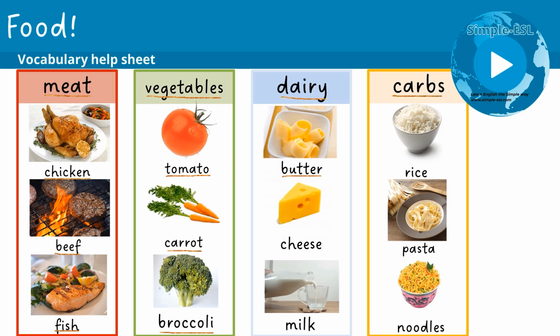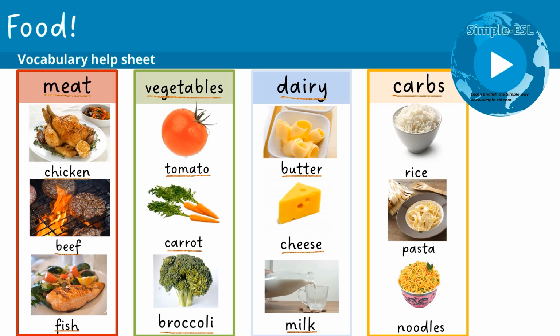Some examples for dairy. Well, we have butter. Repeat, butter. This is used to spread on toast, to make sandwiches, butter. We have cheese, smelly cheese, very tasty. We also have milk. This comes from cows and usually is used to make other dairy items.